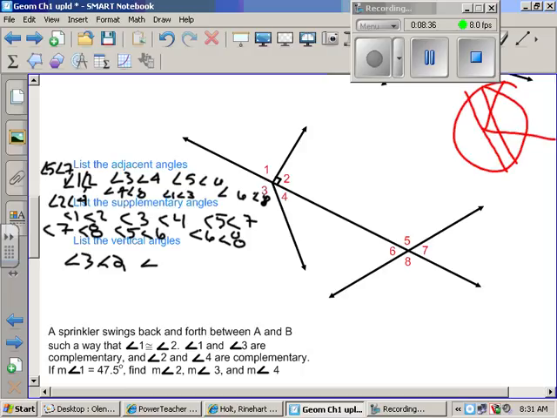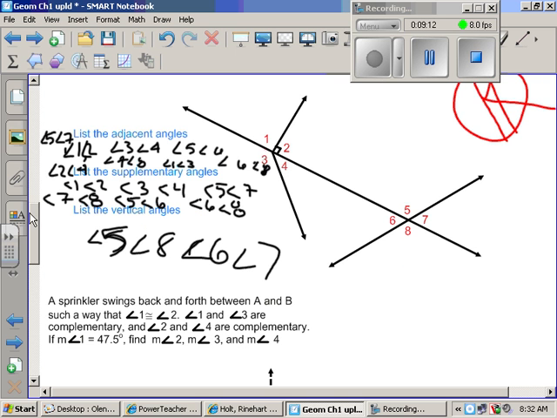And vertical. Angle 3 and 2, vertical angles? Why not? Vertical angles are formed by what? Two straight lines. Is the first set of angles up there formed by two straight lines? No. So none of those are vertical. So it would just be 5 and 8. Good. 6 and 7. Good. Does that make sense to everybody?